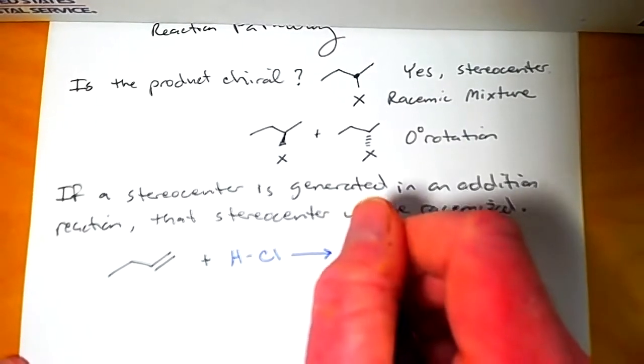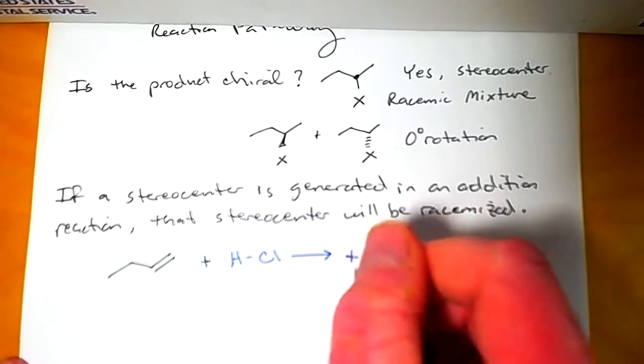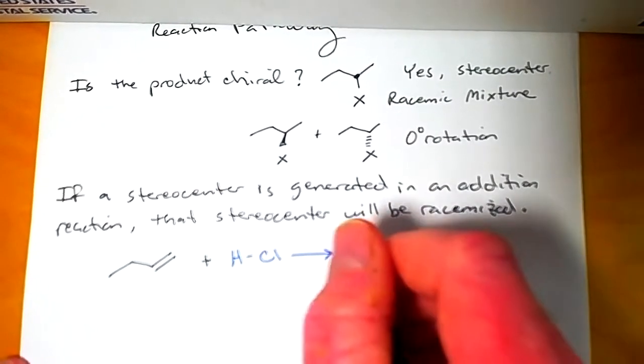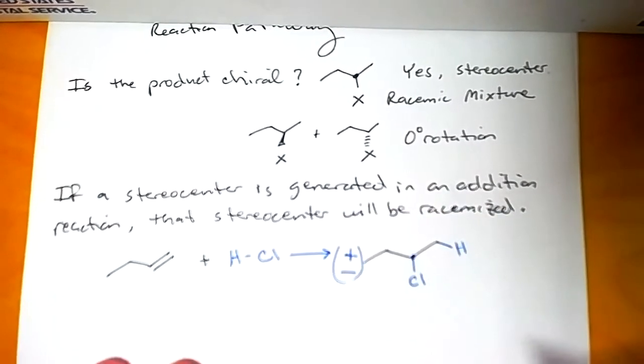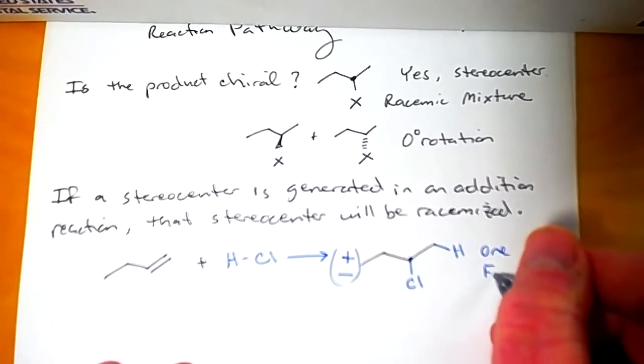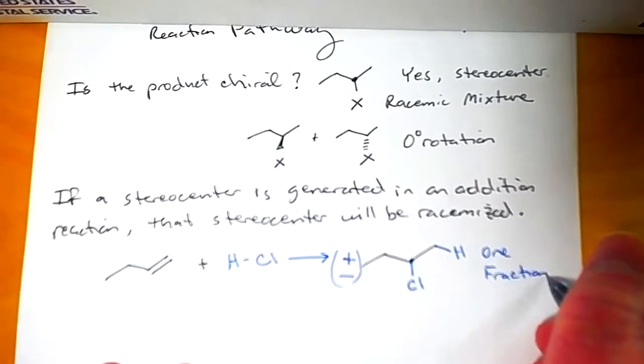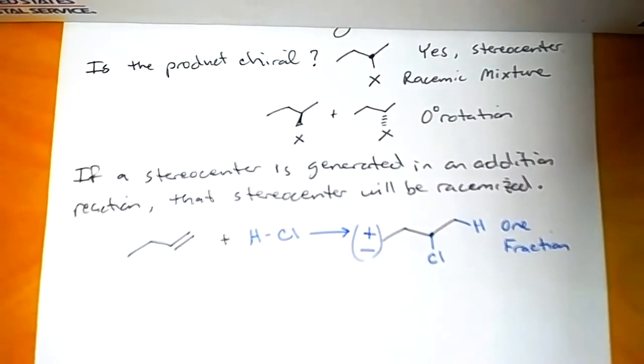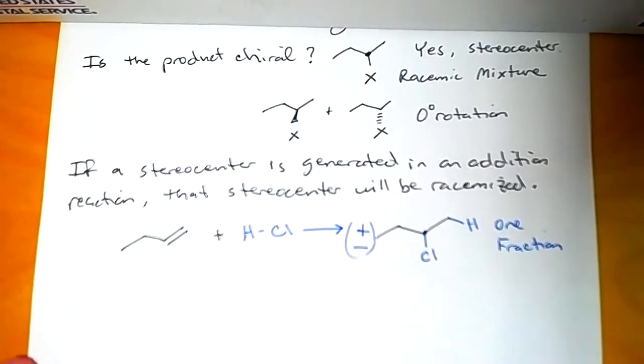Since there's only one stereocenter, these are enantiomers of each other. So I've shown the plus minus to indicate that this is a racemic mixture. And if you were doing a distillation of these or a chromatography experiment, this would come down as 1 fraction, as they would have identical properties.